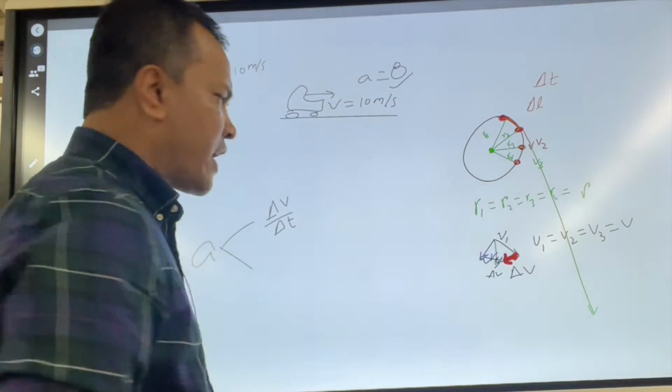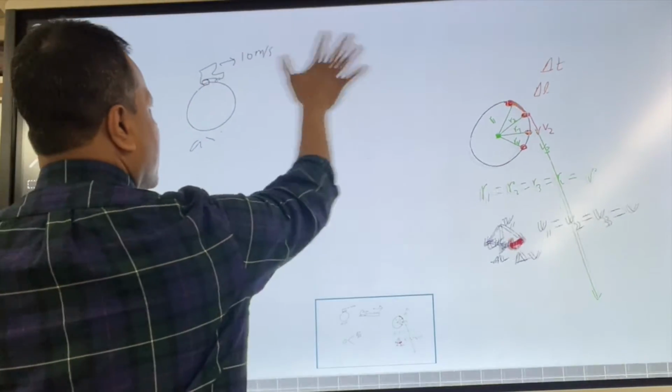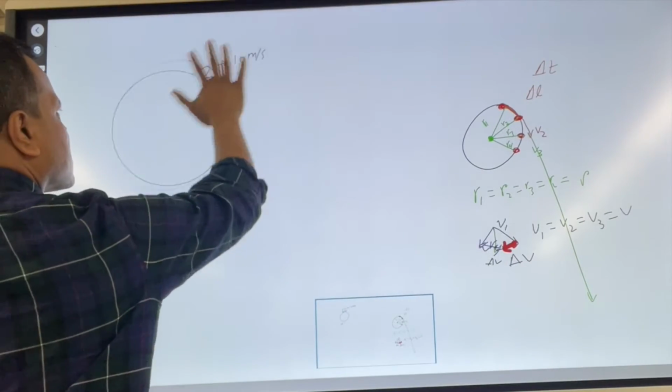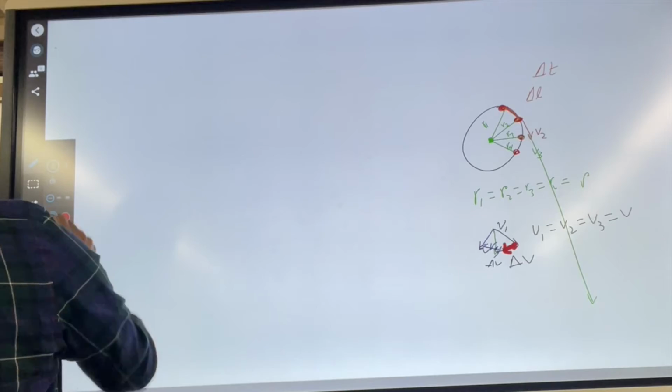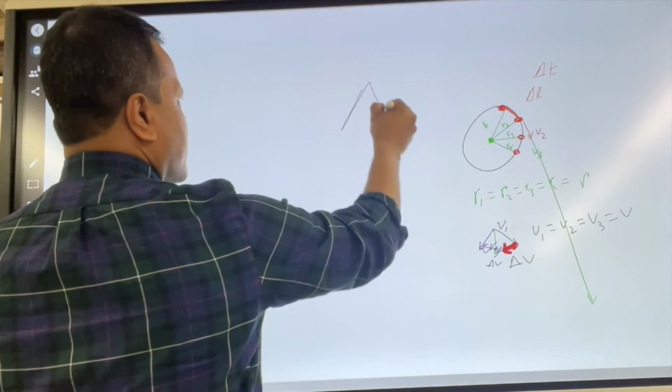So we have two triangles. You've got to put two triangles over here. So, two triangles. Triangle 1.